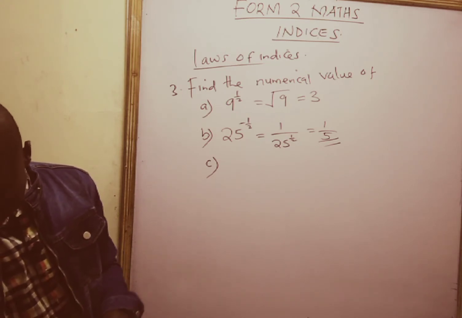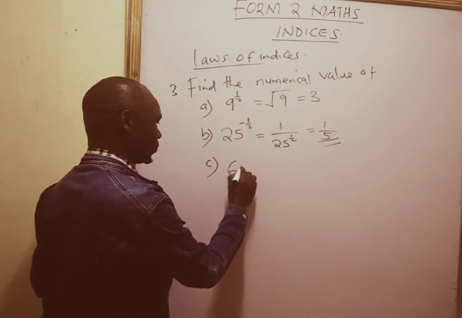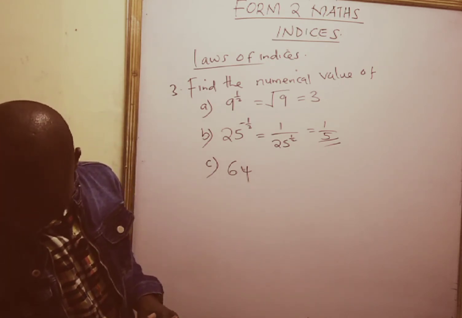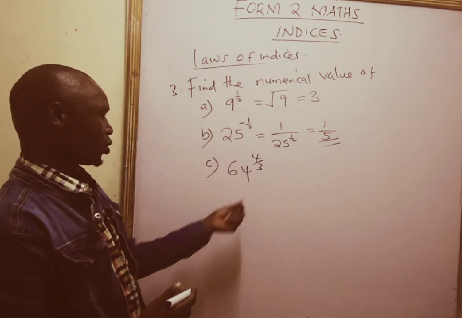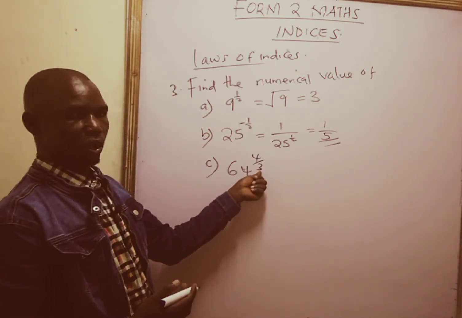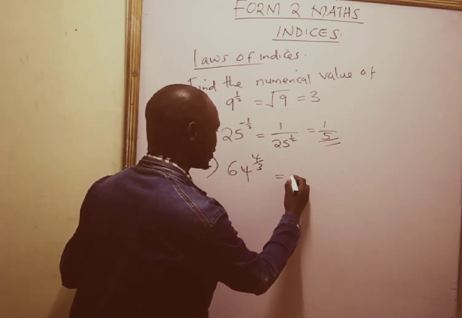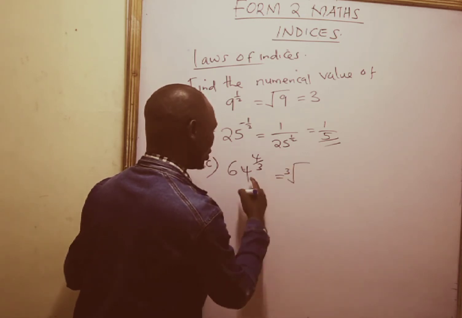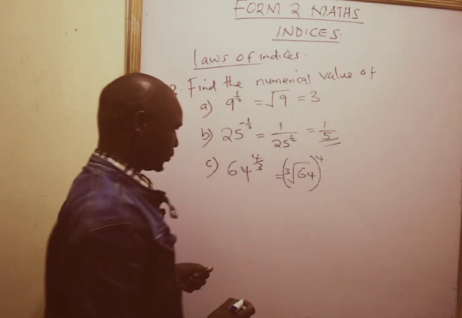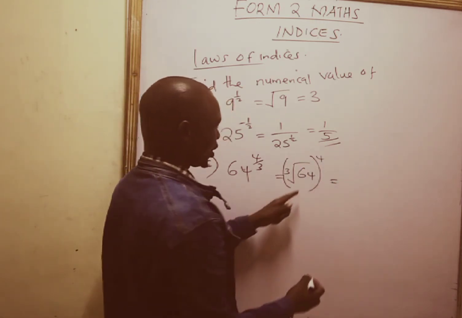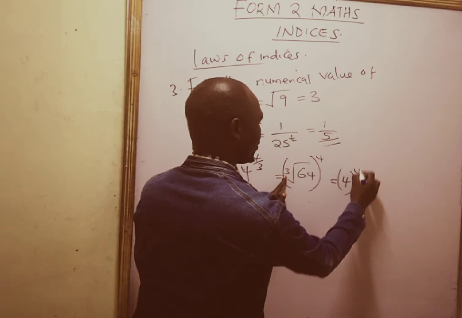C, what if we have something like 64 raised to power 4 over 3. So the denominator is the one that is going to dictate always what we are going to do. This is going to be written as the cube root of 64, then everything raised to power 4. And in this case now, the cube root of 64 will give us 4, then everything raised to power 4.